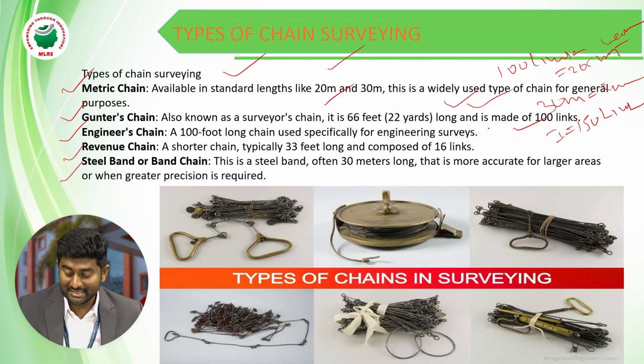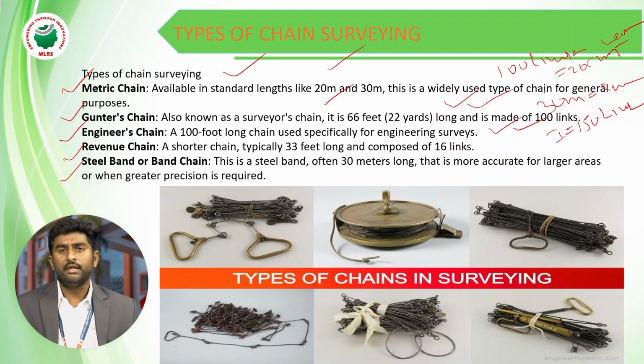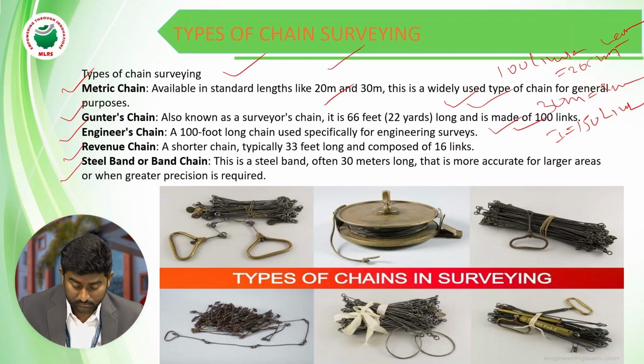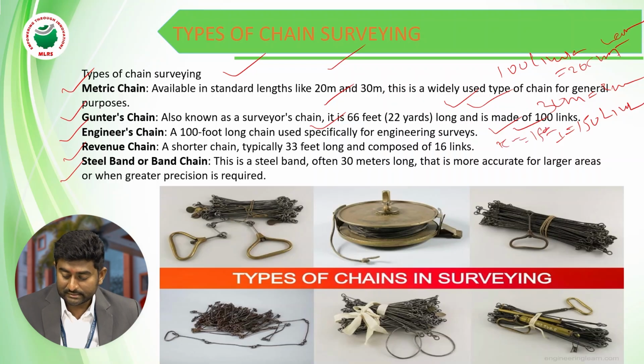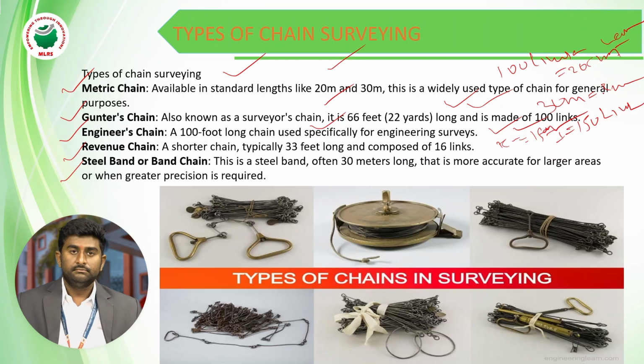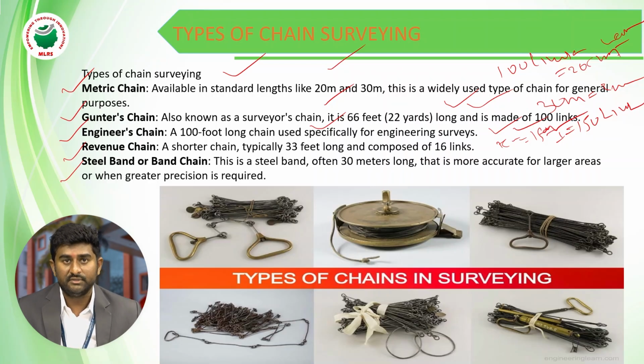Next, coming to the engineer's chain. The engineer's chain standard length is 100 feet. One link is equal to 1 foot in length. The 100 links of the chain are connected with the help of brass rings. This is the 100 feet engineer's chain, which is the one we use most.